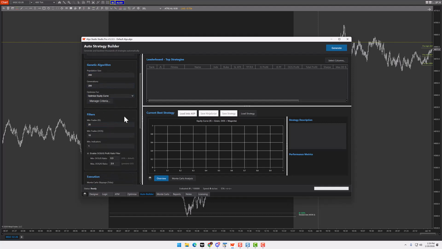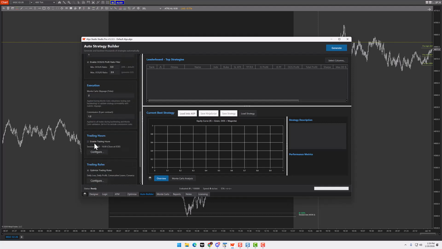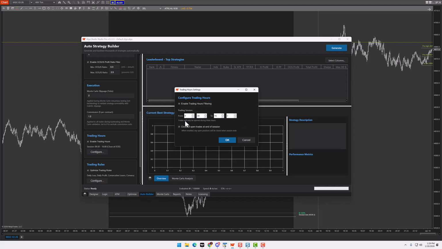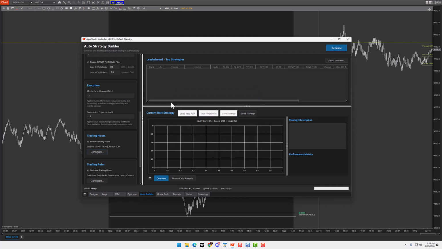Let's stay with the defaults here. I'm going to make one change as I always do here. Now I'm going to go to this, and just to be clear, so you see this here, I'm going to go 9 to 230, 1430. So we've got gold RTH hours.